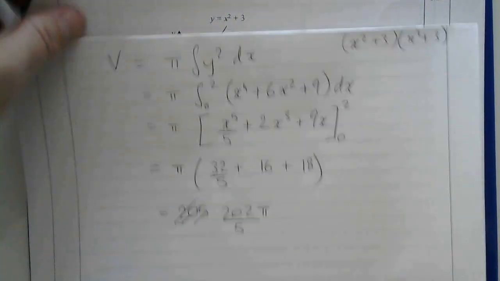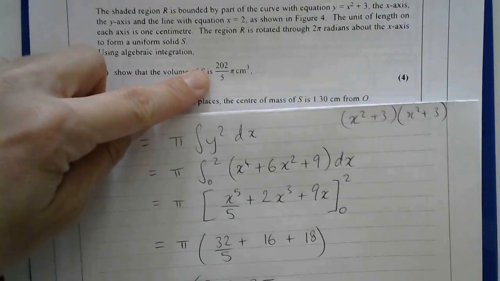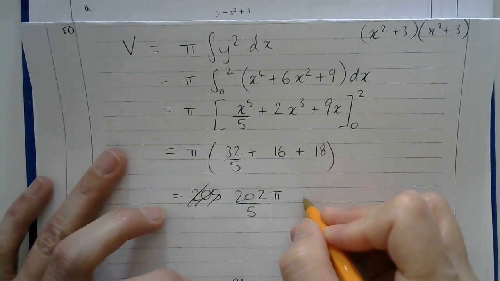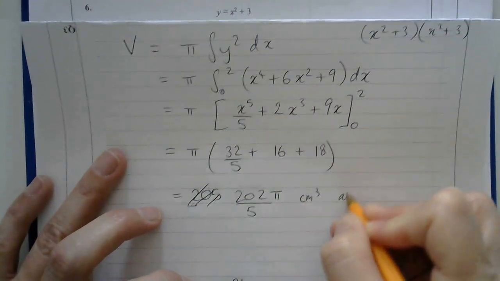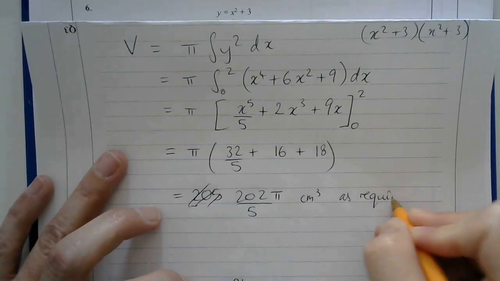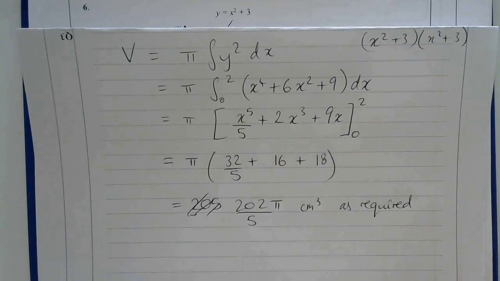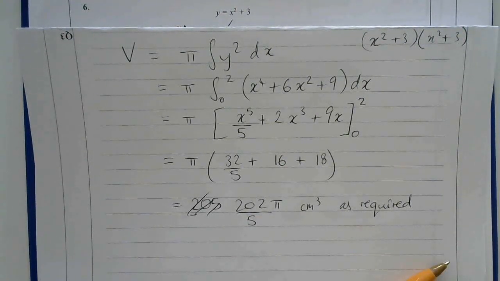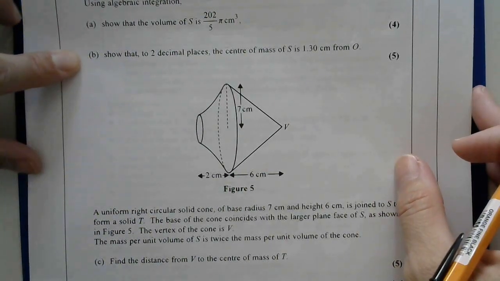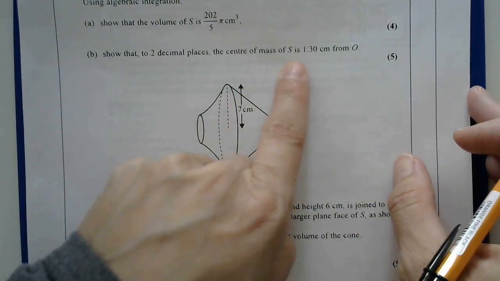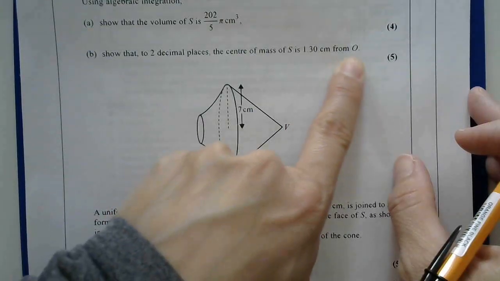Okay, so first of all I'm going to check that that's what they got. Phew, 202 over 5 pi cubic centimetres, so I'll just pop the measurements on there as well as required. So that is the first part of the question, worth 4 marks. Now in part B, they were asking me to show that to 2 decimal places, the centre of mass of S is 1.30 from O.